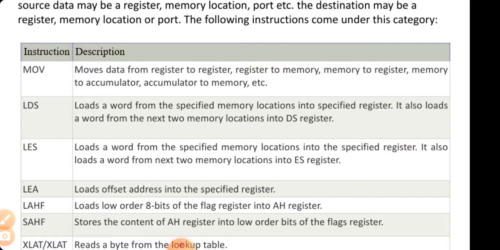Now the second instruction is LDS. LDS means load a word byte in a data segment. Loads a word from the specified memory location into the specified register. It also loads a word from the next memory location into the data segment register. In this instruction, the memory location loads a word into the register.